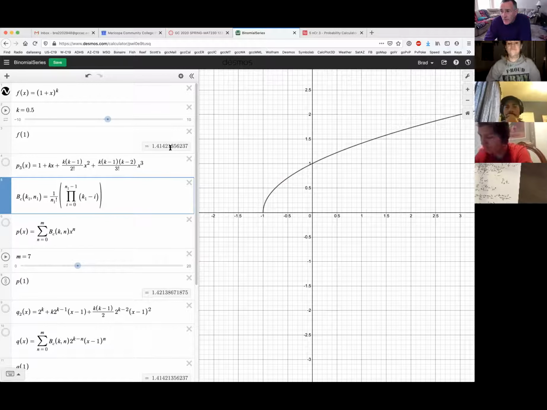Everybody okay so far? Okay, so what do we do? We build our Maclaurin series. That's going to be centered right here at 0, and we try to model this function using a series instead. So this should look familiar.